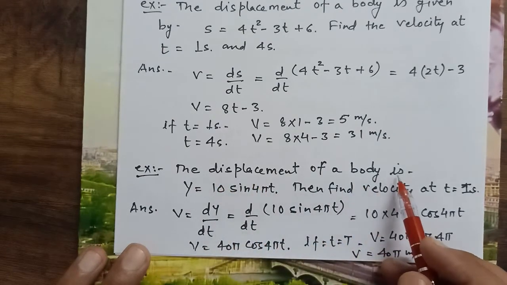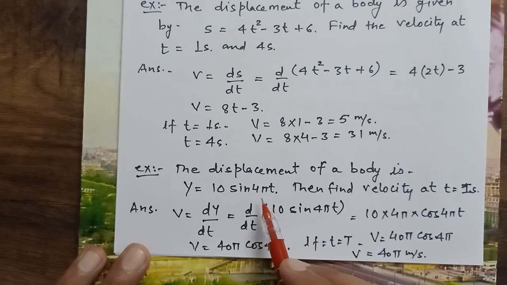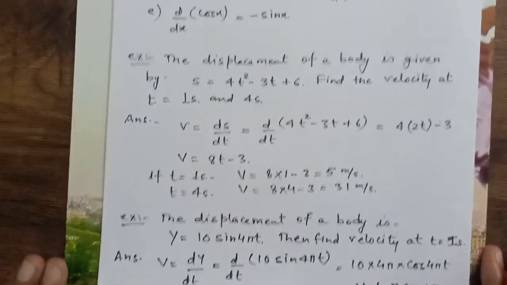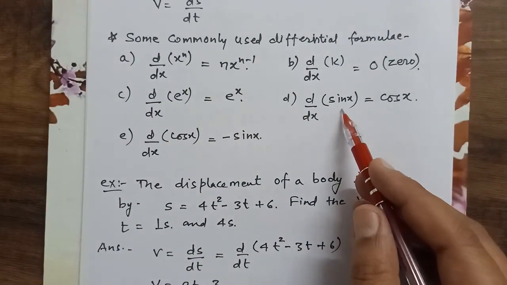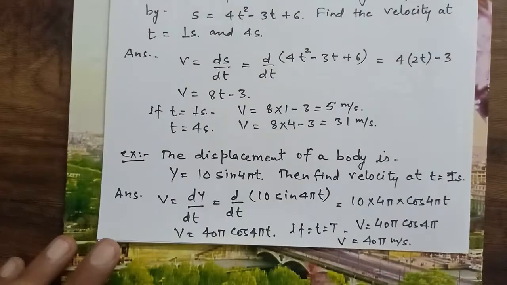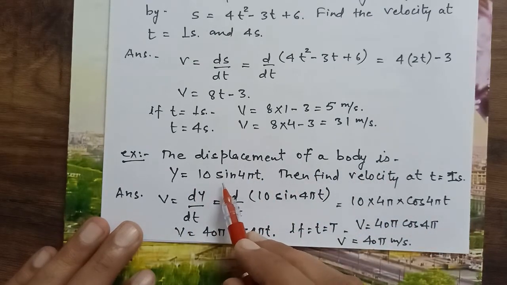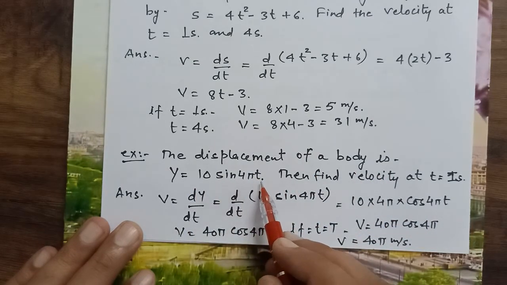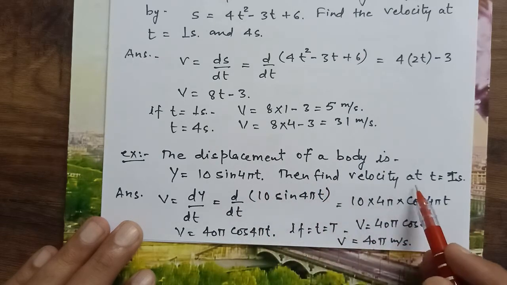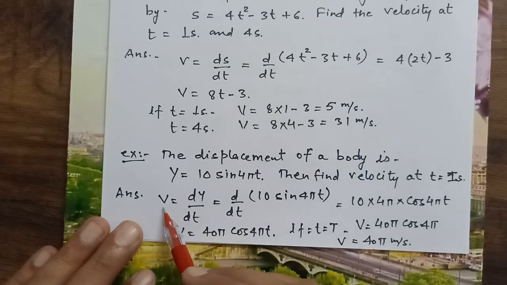Let's take another example. The displacement of a body is y equals 10 sin 4 pi t. I took this because, as I showed you, there are some SHM expressions where we use integration and differentiation of sine. The velocity at t equals 1 second, that we have to find. So what will be v?